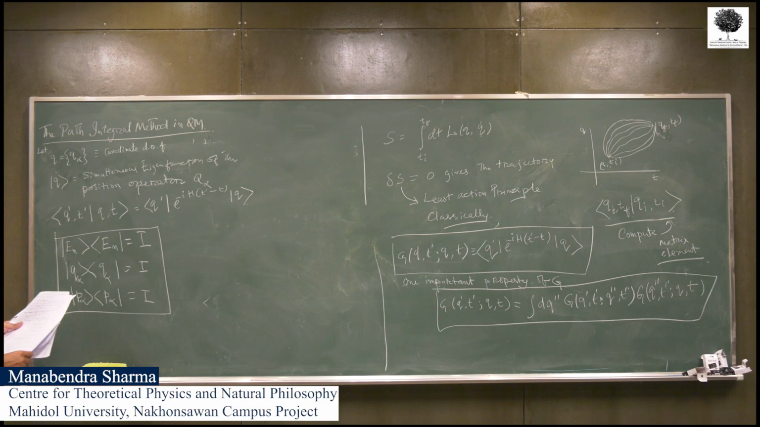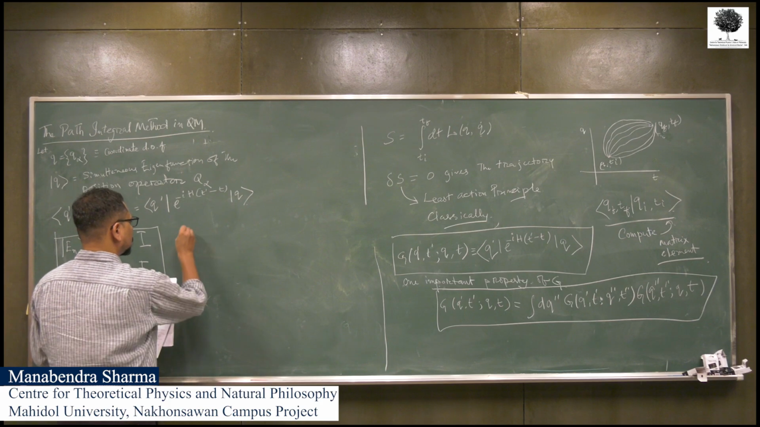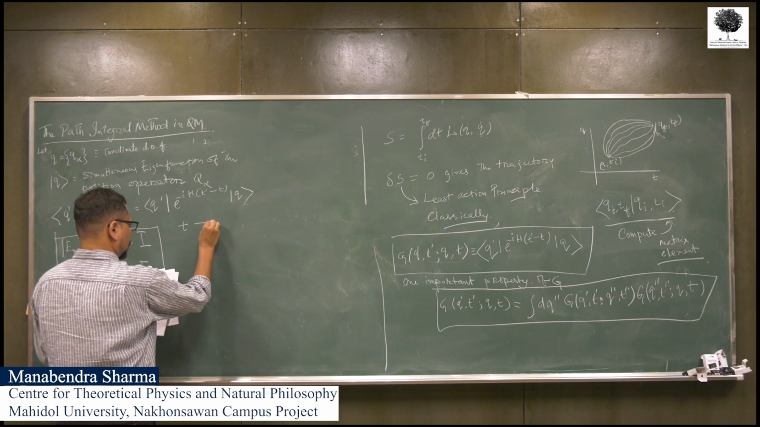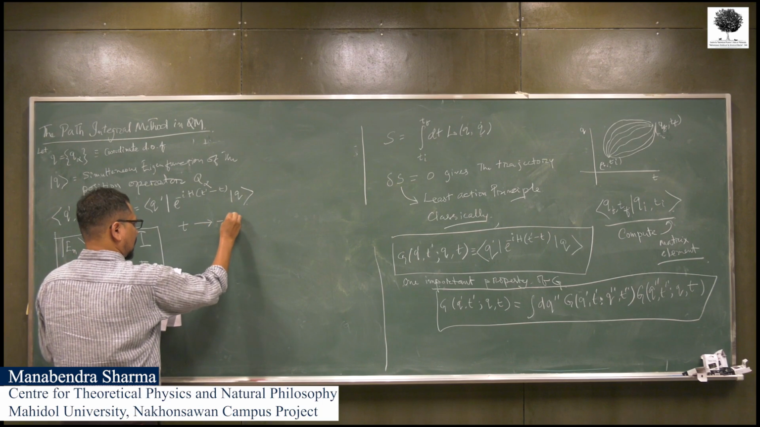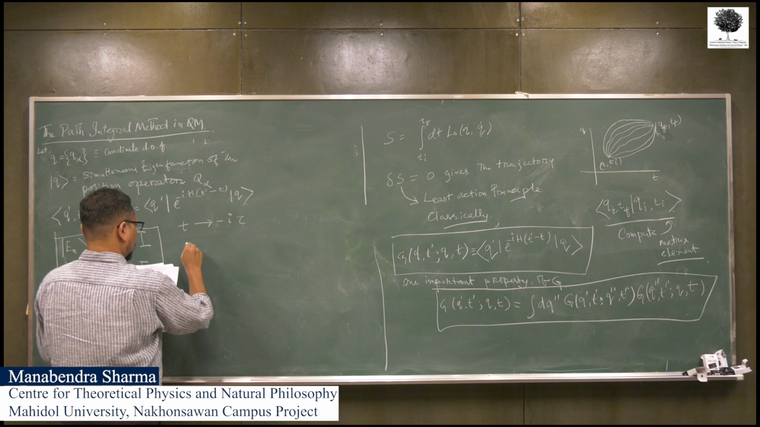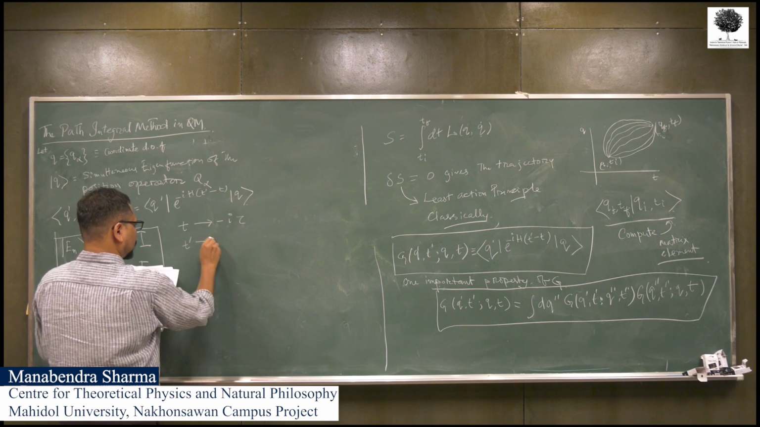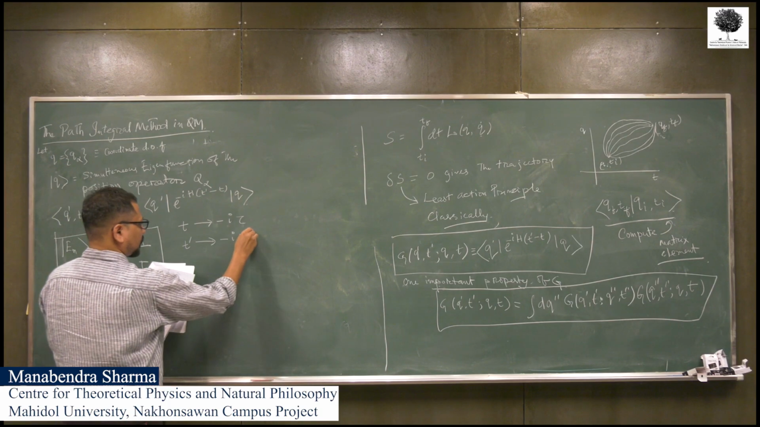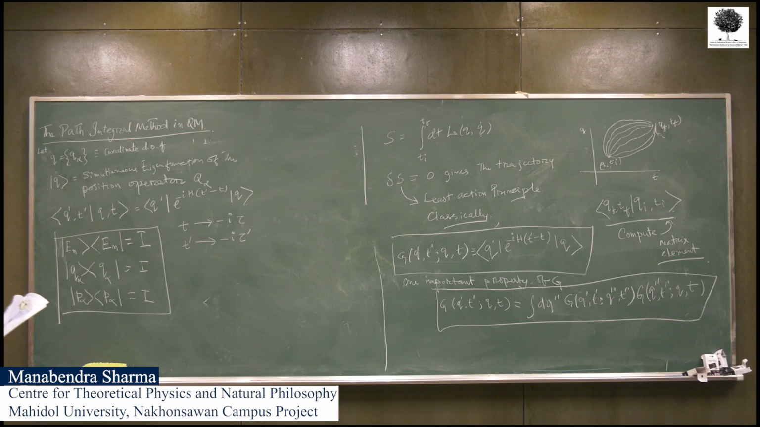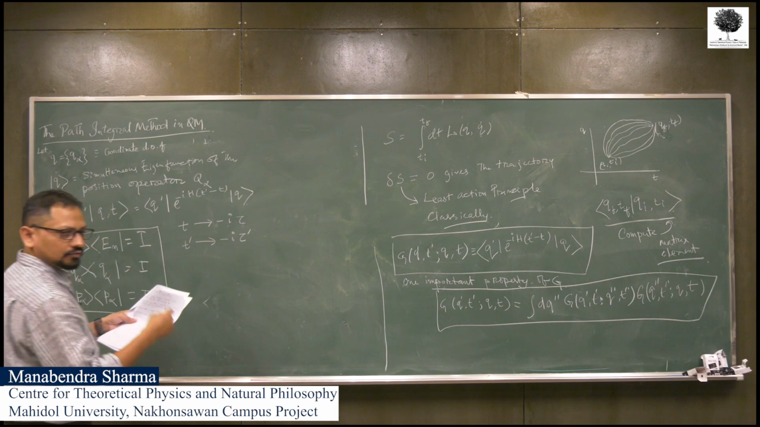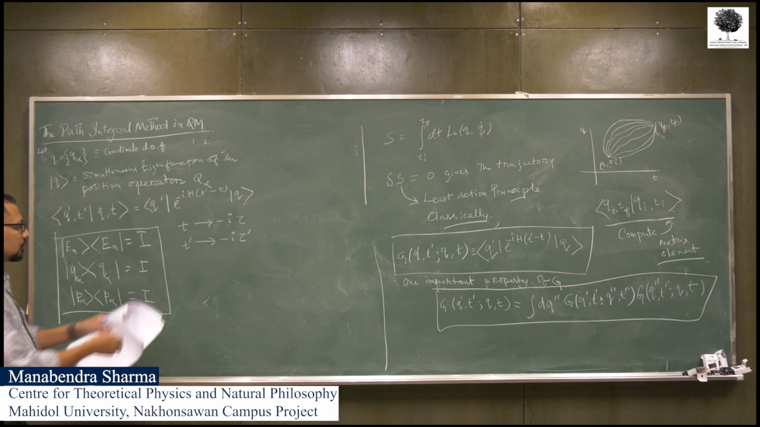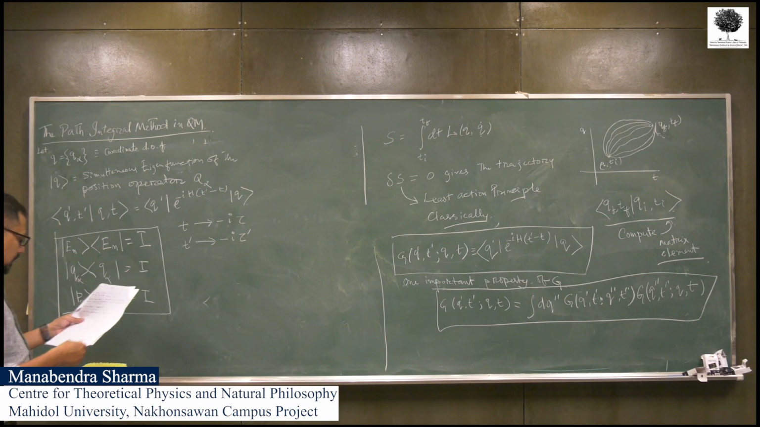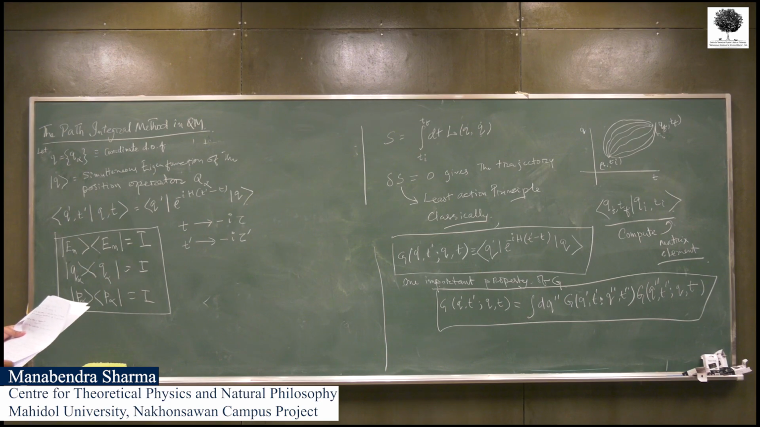If I do it, and I do a transformation, that is t going to −iτ and t′ going to −iτ′, the importance of this transformation is apparent when you do quantum field theory, because it makes the field theory Euclidean. Okay, that I may talk about in my next lecture.